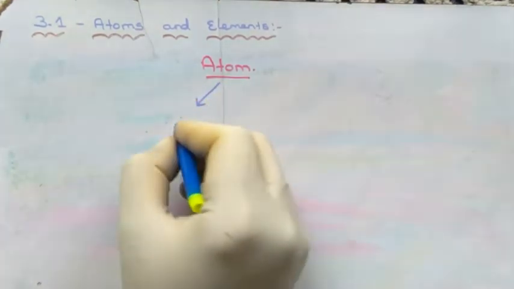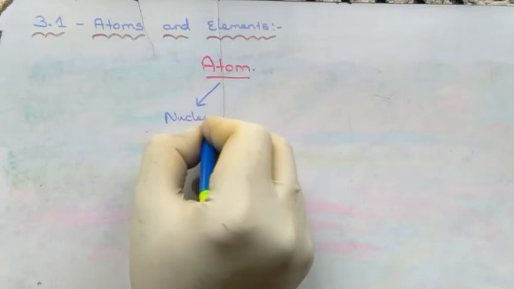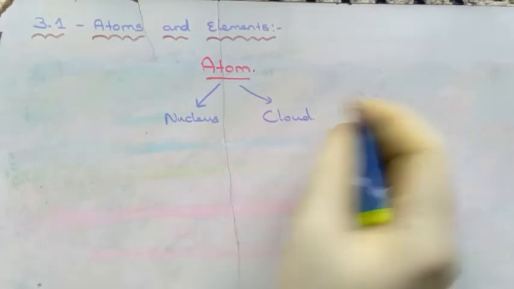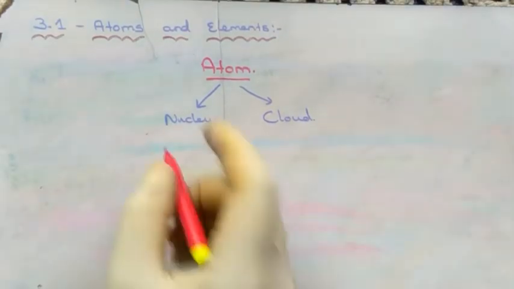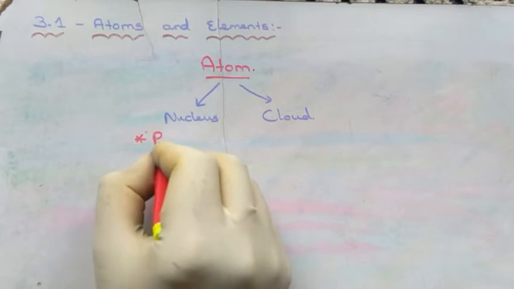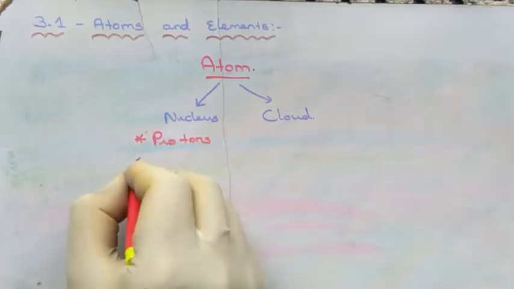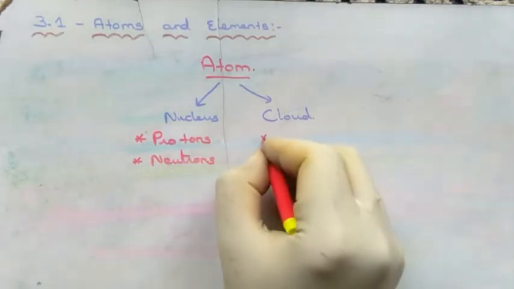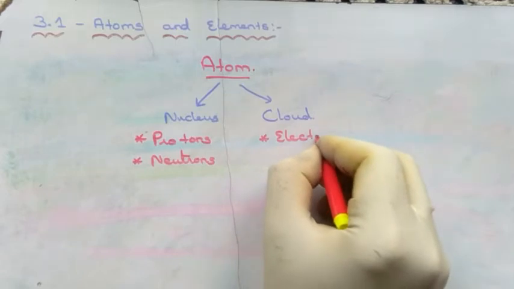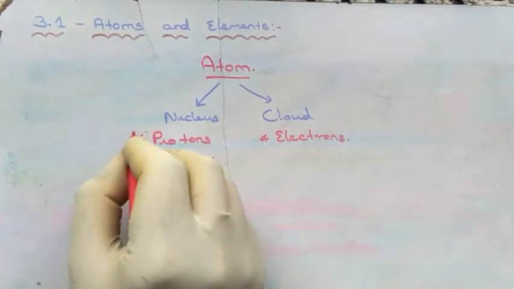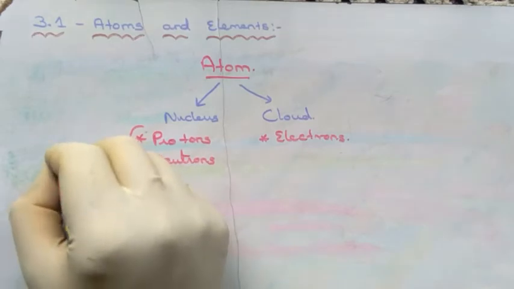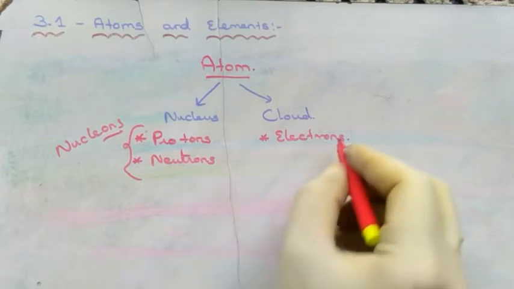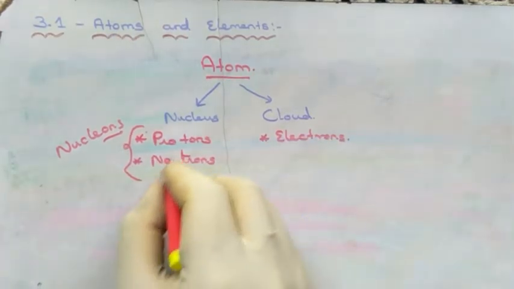An atom has two parts. The first one is the nucleus and the next one is the electron cloud. Inside the nucleus, protons and neutrons are present. Electrons are present in the electron cloud. Because protons and neutrons are present inside the nucleus, they are called nucleons. And these three particles are called subatomic particles.